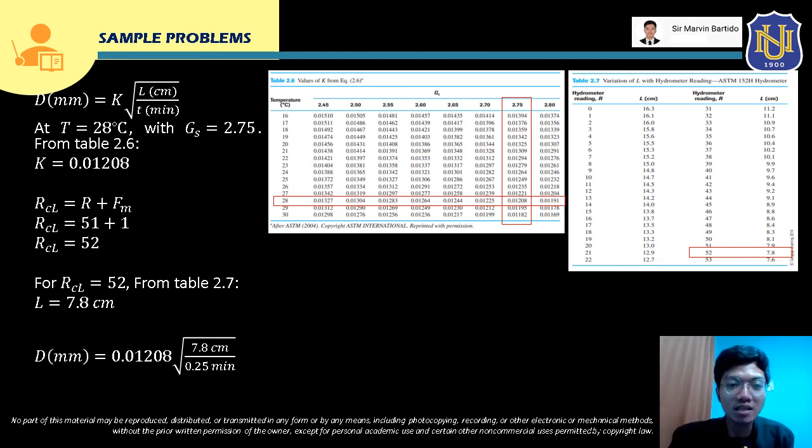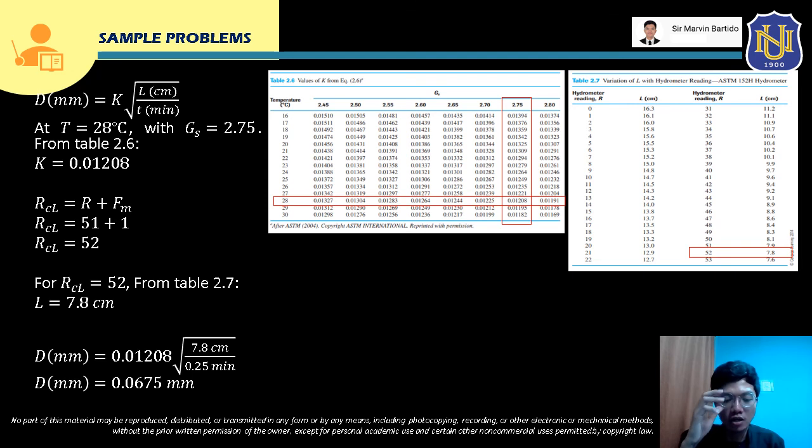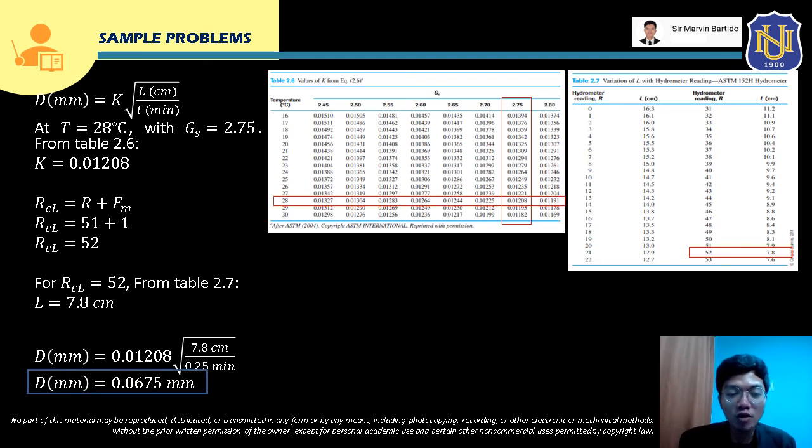Okay, so substitute na natin dito sa formula natin. Yung K natin, 0.01208. Tapos, yung L natin, 7.8. It should be in centimeter. And then, yung time natin ay 0.25 minutes. Okay, so from here, class, let's compute this in our calculator. So, this is 7.8 over 0.25. So, the diameter class here is 0.0675 millimeter. So, if you're going to interpret this, so, this is the diameter class, and yung nag-pass through class na percentage is yung na-solve natin na percent finer.